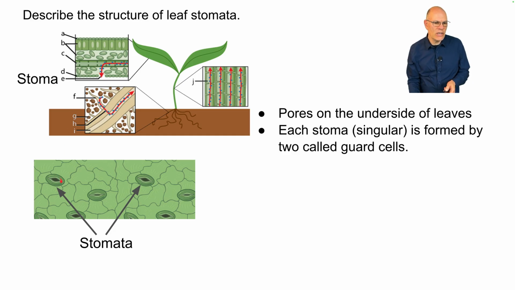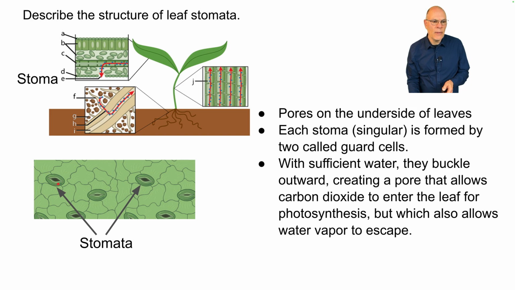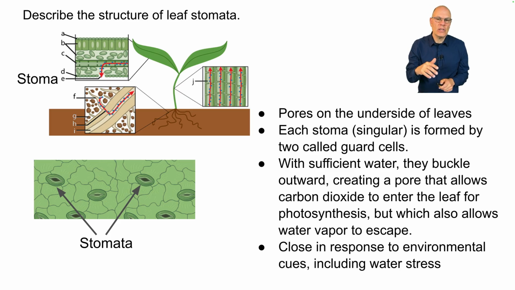So here's one guard cell, here's the other guard cell. And when there's sufficient water, these guard cells buckle outward, like that, and that creates a pore that allows carbon dioxide to enter the leaf for photosynthesis, but also allows water vapor to escape. These stomata can be regulated. They can close in response to environmental cues, including water stress, and then open when water is abundant.